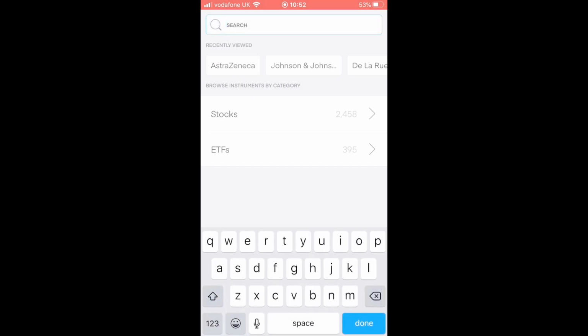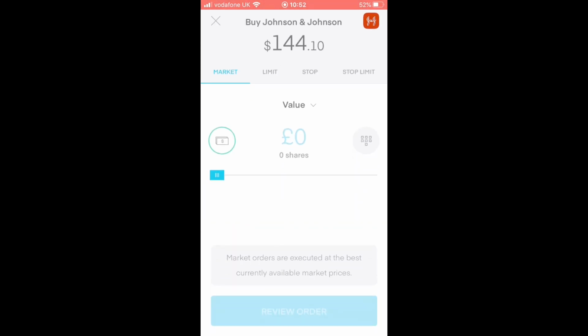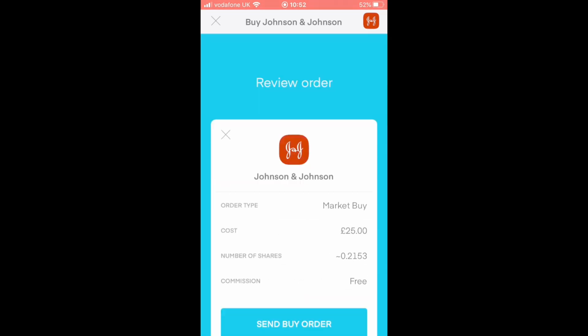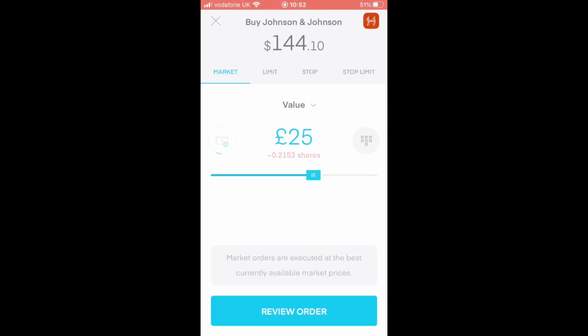The second company we want to invest in is Johnson & Johnson. So again, we'll simply find Johnson & Johnson, which you'll see is on one of my recently viewed shares. And then again, we'll do exactly the same process, type in £25 worth of value. It will show you how many shares you'll get. We'll review the order there. Because we're investing here within America, we don't have to pay stamp duty. And of course, Trading 212 is commission free. So we'll send that buy order.